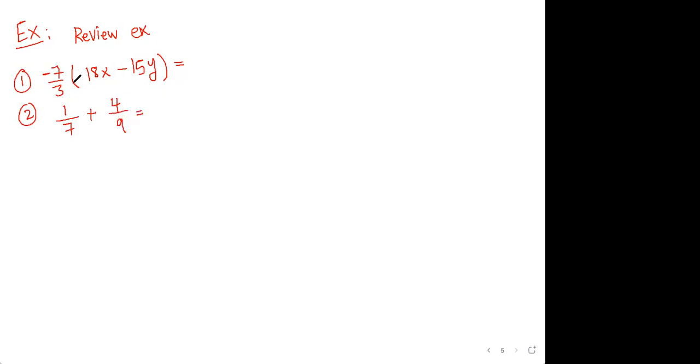This is a review question, like last time, when I talked about the distributive property. To remind you, what's the distributive property? If I have a real number A times parentheses B plus C, okay? So I can distribute the A inside the parentheses. This will give me A times B plus A times C. This is the distributive property.